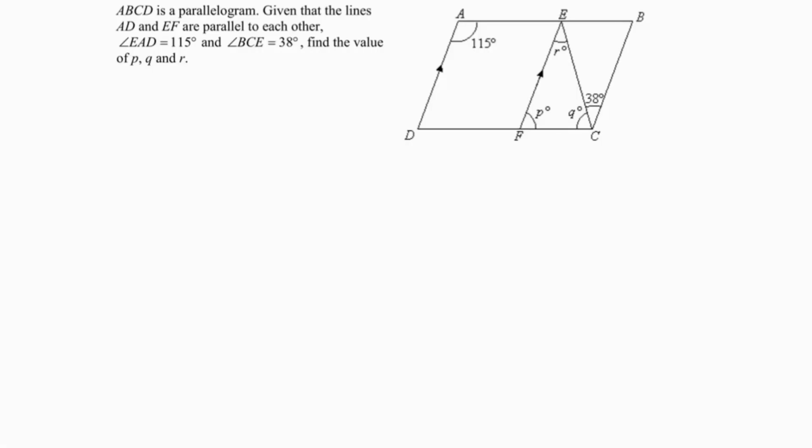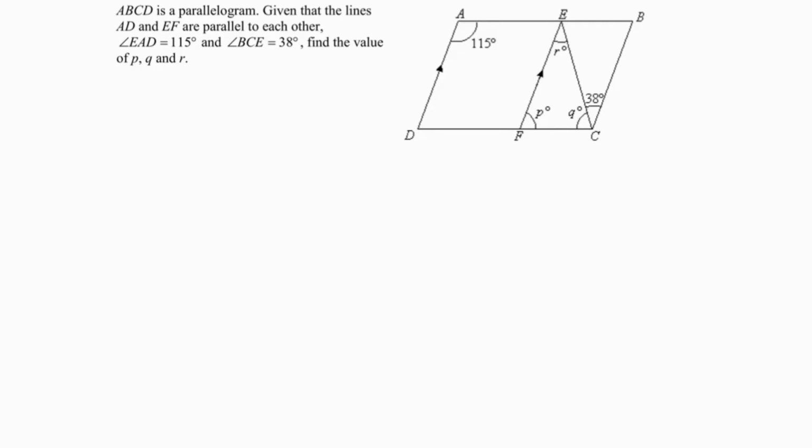Hello everyone, welcome to this math video where we are going to solve this problem. ABCD is a parallelogram. Lines AD and EF are parallel to each other. We are given a few angles. Find the value of P, Q and R. Again, they talk about value, so I won't use the degree. Let's start with P.